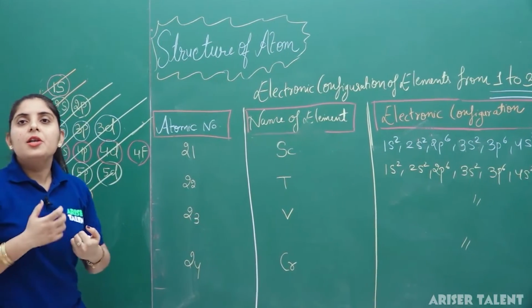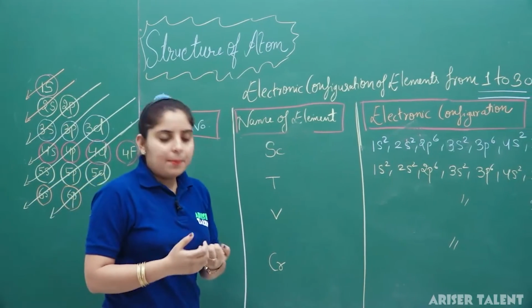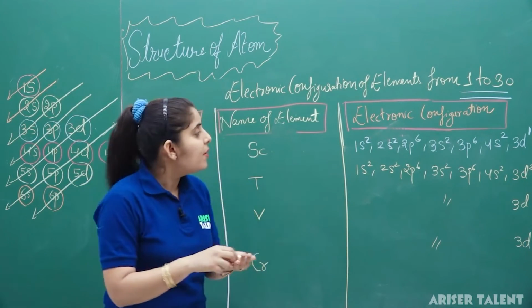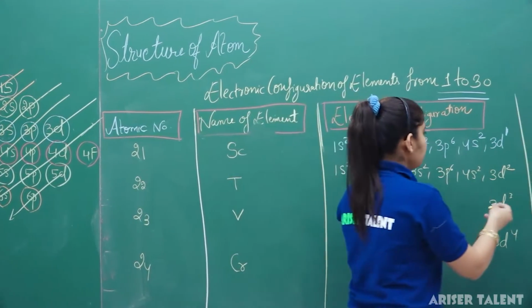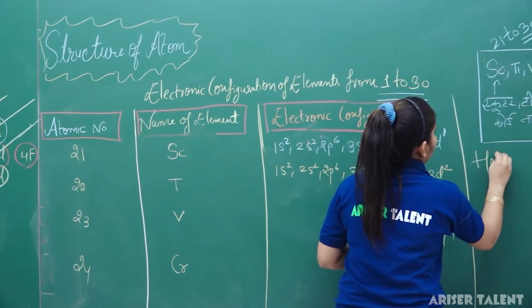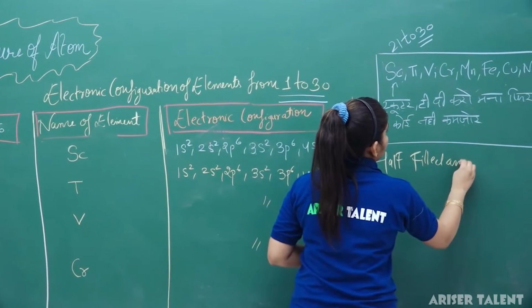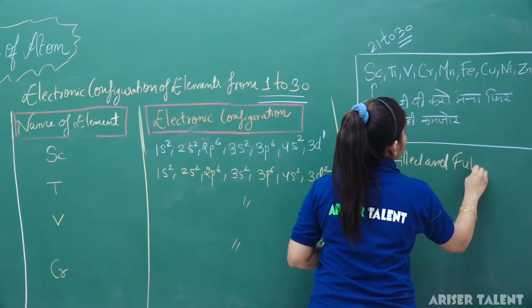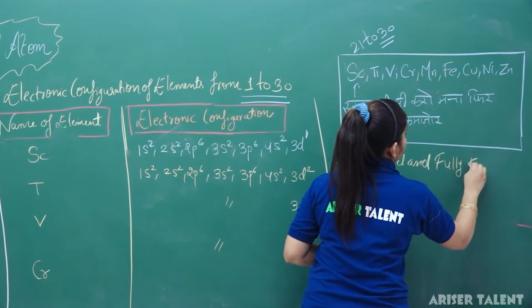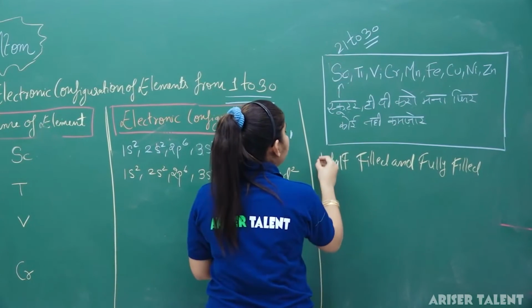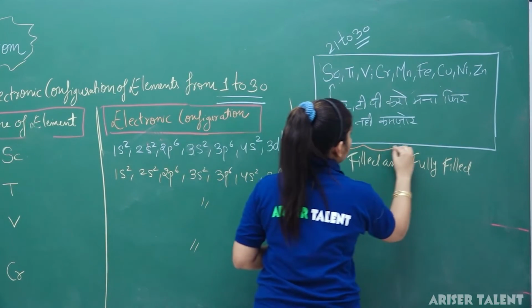according to Aufbau's principle. Now we are on the last topic of our chapter: what are half filled and fully filled orbitals? So our next topic is half filled and fully filled. So what are half filled and fully filled orbitals?